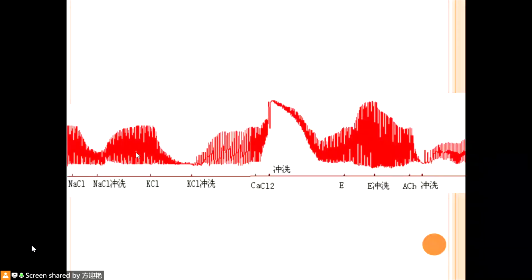We can see this result: first, with only the fresh Ringer's solution it is normal, and then with the sodium chloride solution we found a decrease. The potassium also decreased, even after washing. Calcium increased. Epinephrine also increased, and with the ACh we can find a decrease.